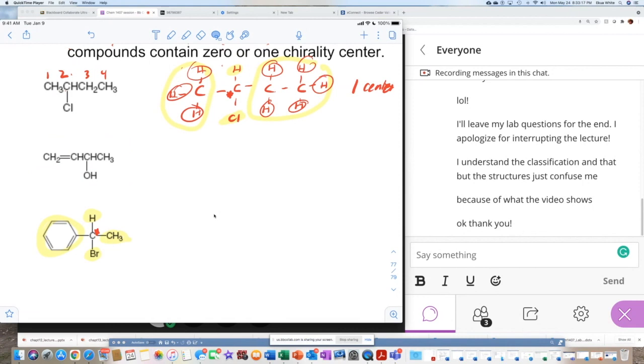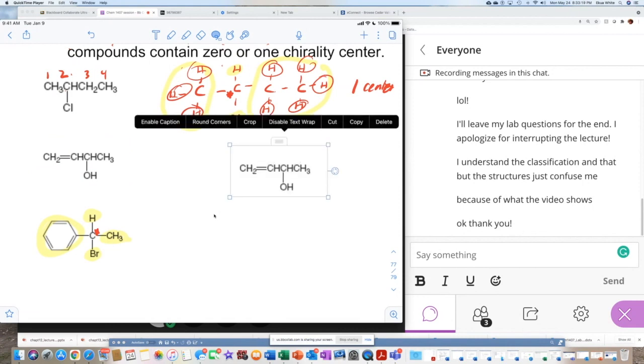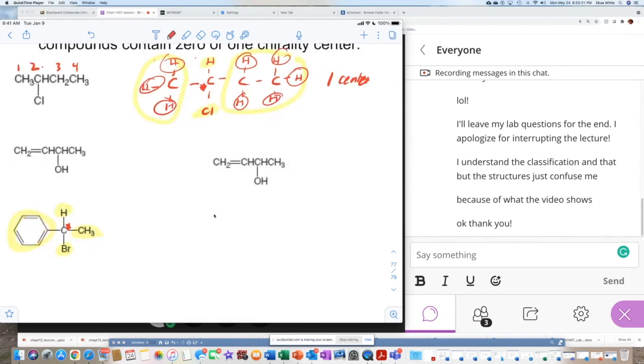Okay, hold on. Copy. Let me paste it here so I can have more room to write this out. So the first carbon, 1, 2, 3, 4. First carbon has 2 hydrogens attached. And then I got a double bond here, and then there's a hydrogen attached, and a single bond, and then a hydrogen, and an OH, then a hydrogen attached 3 times. Okay, so do we have a chiral carbon here?